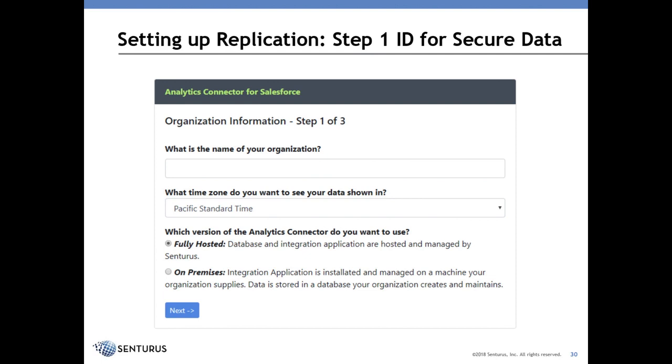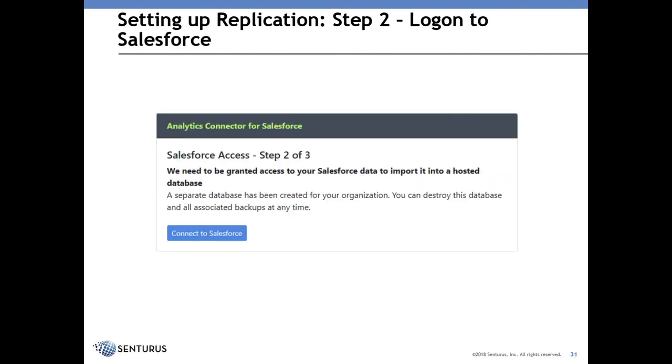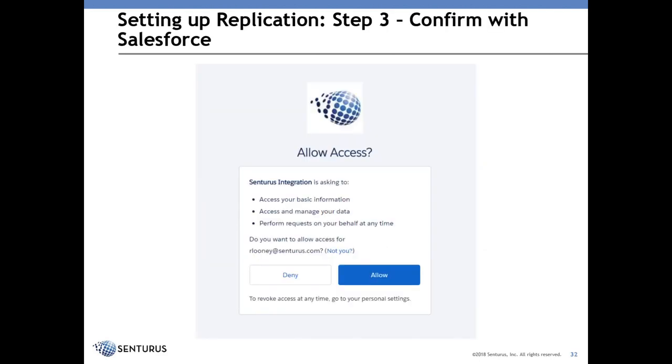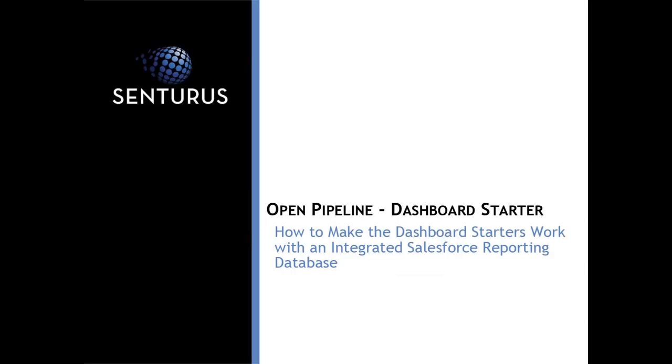So here are the steps, 3 steps to set up this replication to create a copy of the database. Give it the name of your organization, pick a time zone, pick whether you want it hosted or on-prem, and then connect to Salesforce with your Salesforce credentials, and then confirm with Salesforce that it's you. They will have a step that requires you for the first time to verify. It'll send an email to you saying, hey, somebody from a new device is trying to get in. Is this really you? So that's what you do.